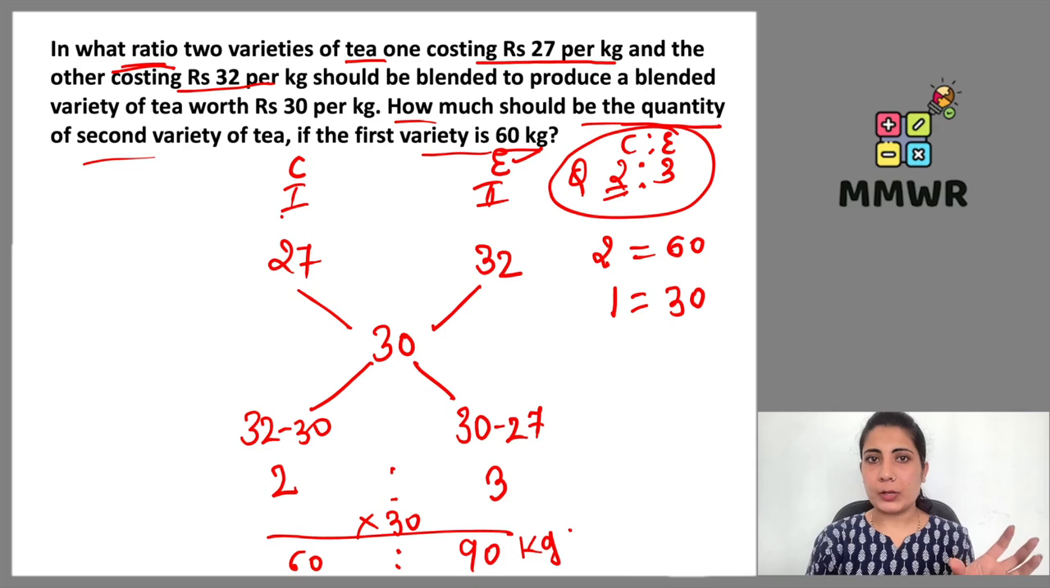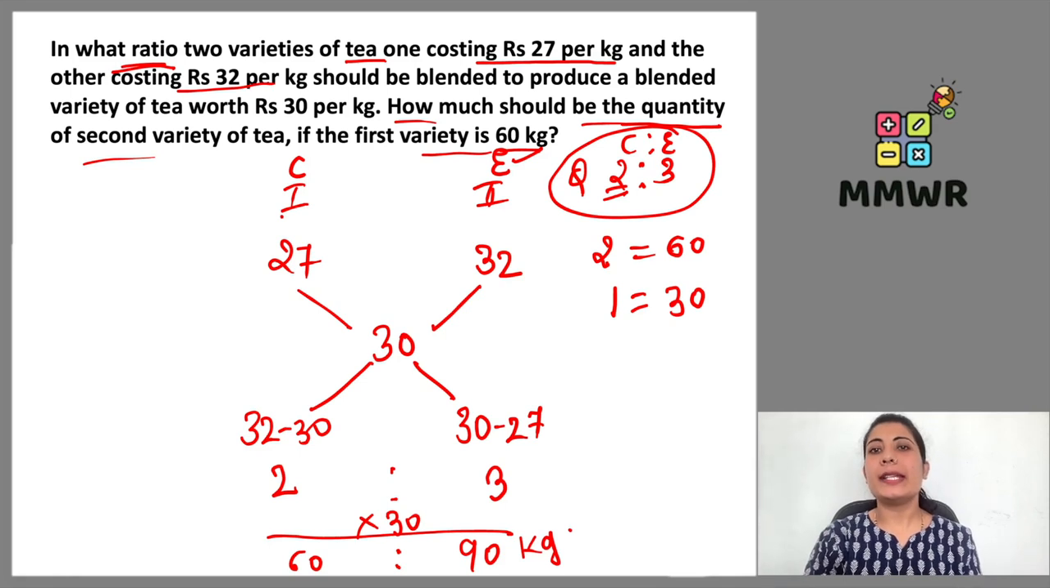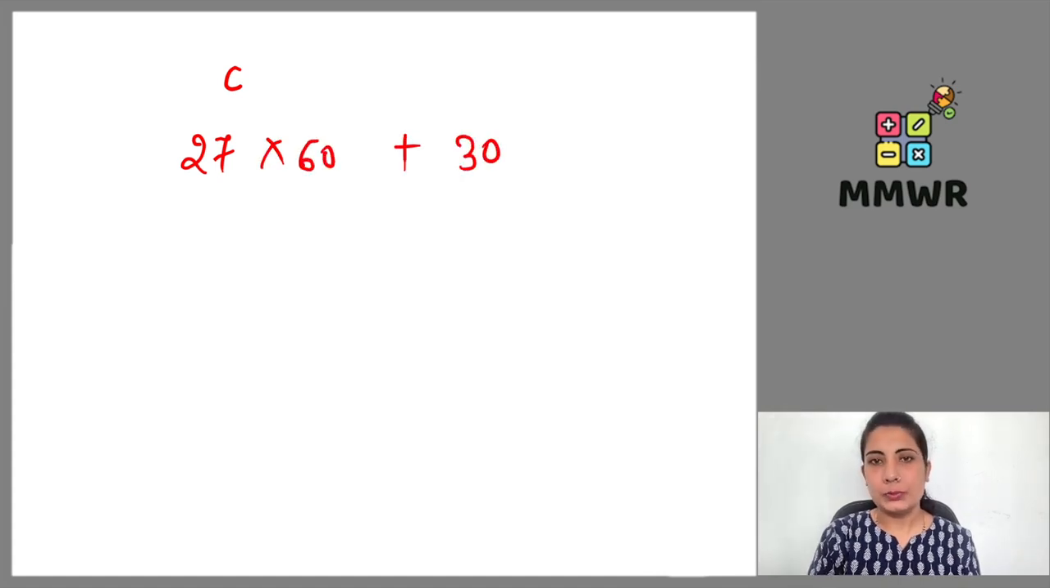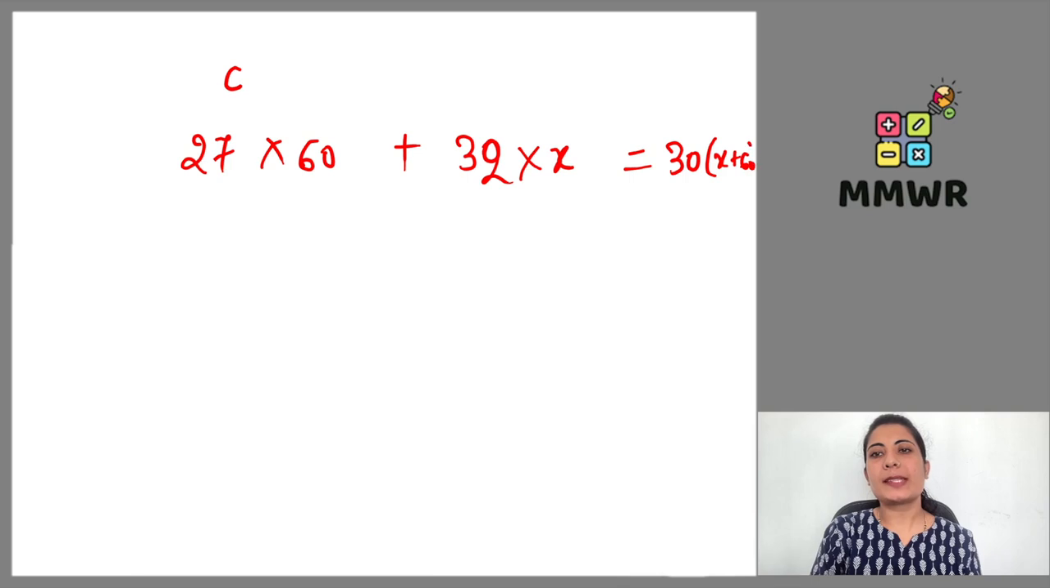With the help of the shortcut way and the basic method I had already shown you in the previous question, I can show you here also. 27 rupees per kg, which is the cheaper one, and we have taken 60 kg quantity for this, and 32, and we don't know the quantity for this, and at the end we will be getting the product, which is x plus 60 kg.